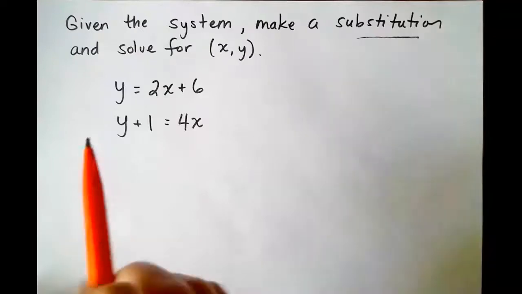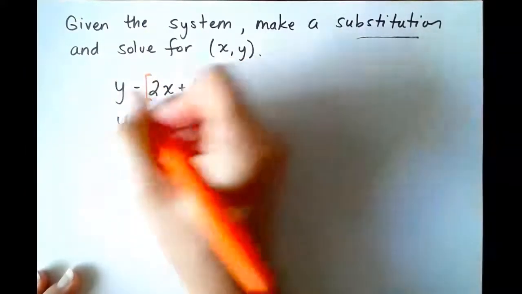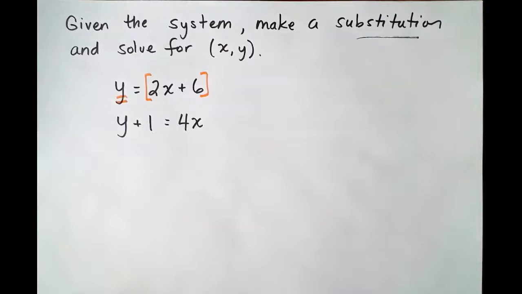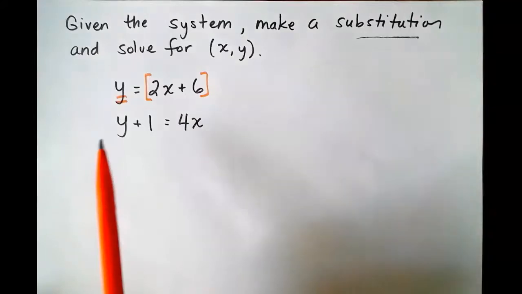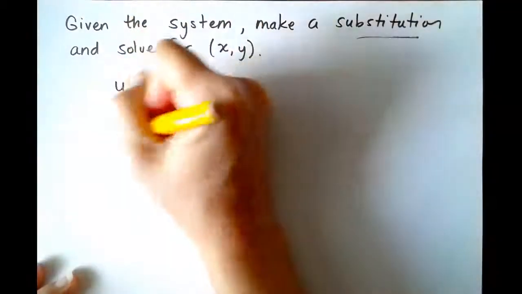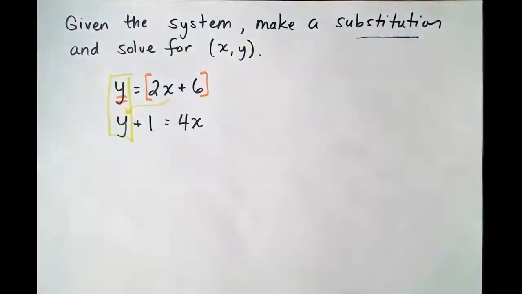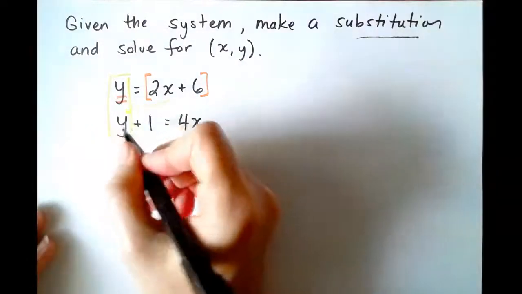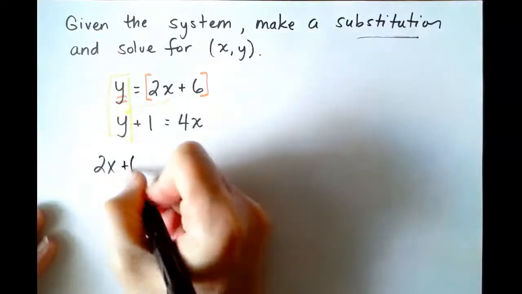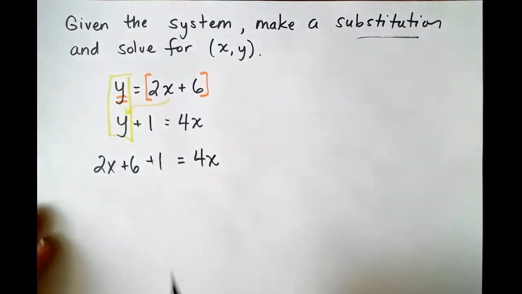Well, if we read y equals 2x plus 6, we see right away what y is equal to. So if y equals 2x plus 6, and in the next equation, y plus 1 equals 4x, can't I make a substitution for the y? Everywhere I see y, I can plug in 2x plus 6. So let's do that. So y, which is 2x plus 6, plus 1 equals 4x. And when I make that substitution, it turns into a simple equation to solve.